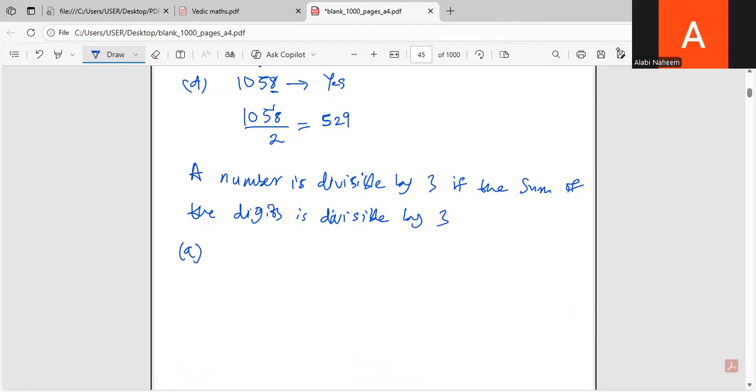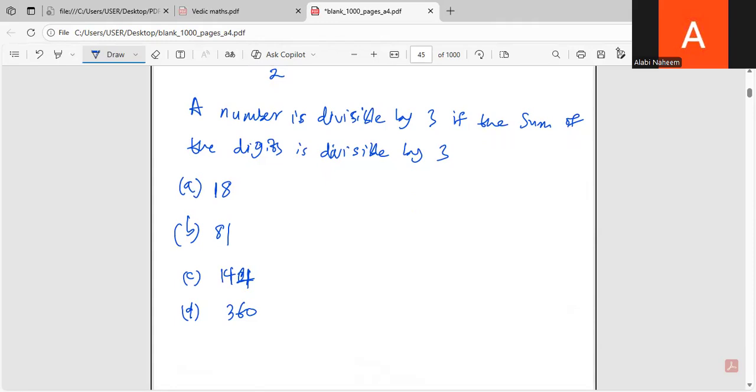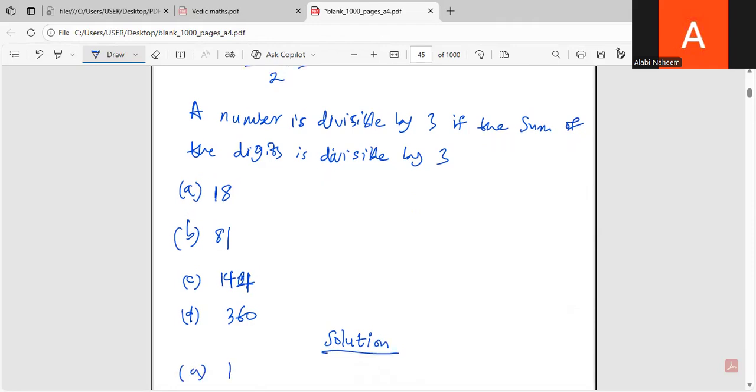What do you mean by that? Let's see some examples. We have 18, we have 81, we have 144, and finally, we have 360. So this rule states that the number is divisible by 3 if the sum of the digits is divisible by 3 also. For example, the first number, 18.